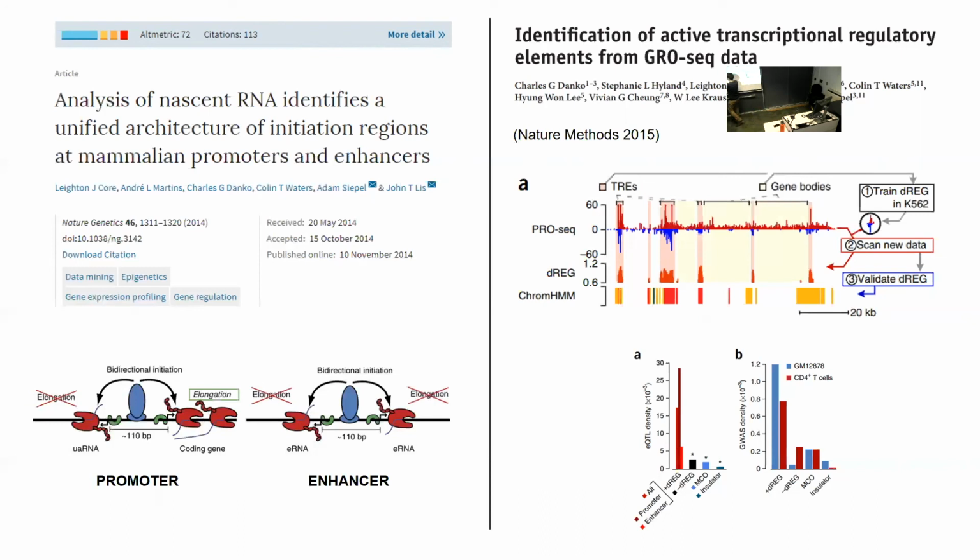Surrounding the enhancer will be transcription of small RNAs in both directions, and those RNAs we'll call enhancer RNAs. The next year, Charles Danko, in collaboration also with Adam Sippel and John Lees, published this D-REG method. It was a machine learning support vector regression machine that would allow you to, based on nascent RNA sequencing, identify transcription regulatory elements, including promoters and enhancers.